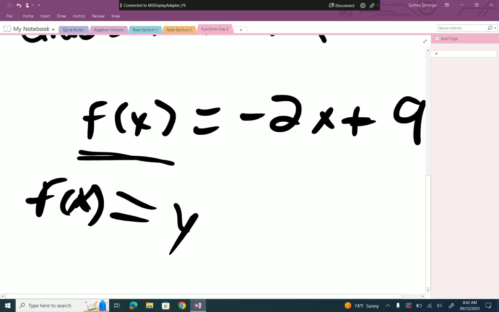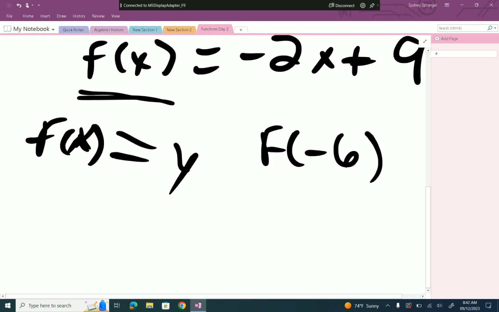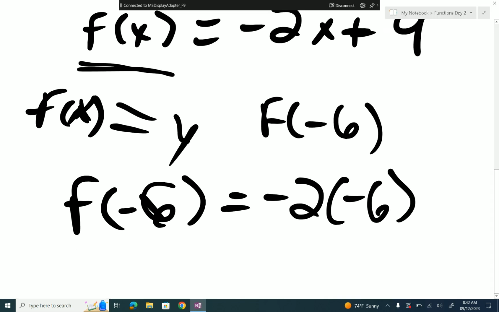So we're given f of -6, the value we want to solve for. We're given an input, -6, and we want to find the output, which will be my y value. So we're solving for f of -6. Sophia said we should plug in a -6 everywhere we see an x. So just like that.